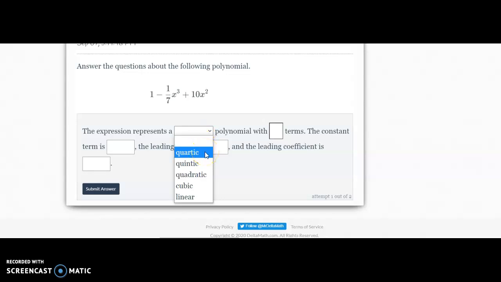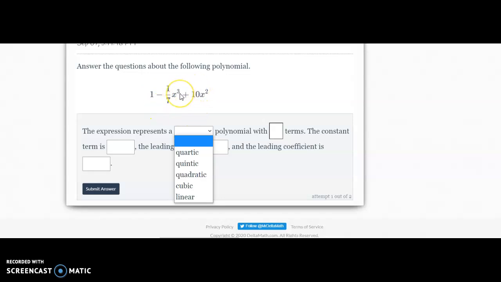Is this a quartic, meaning to the 4th degree, quintic, which means to the 5th degree, quadratic, which means to the 2nd degree, cubic, which means to the 3rd degree, or linear, meaning that the degree is 1. So again, how am I labeling these polynomials? By the degree, the highest exponent. So let's look at this example. What is the highest exponent?